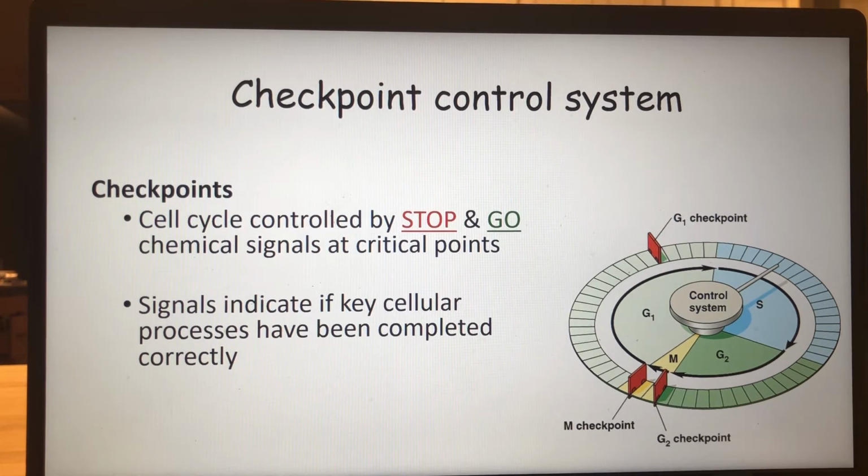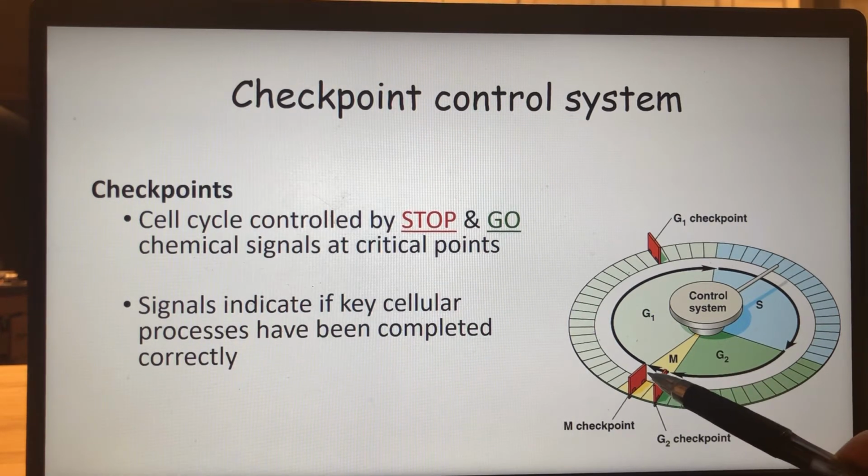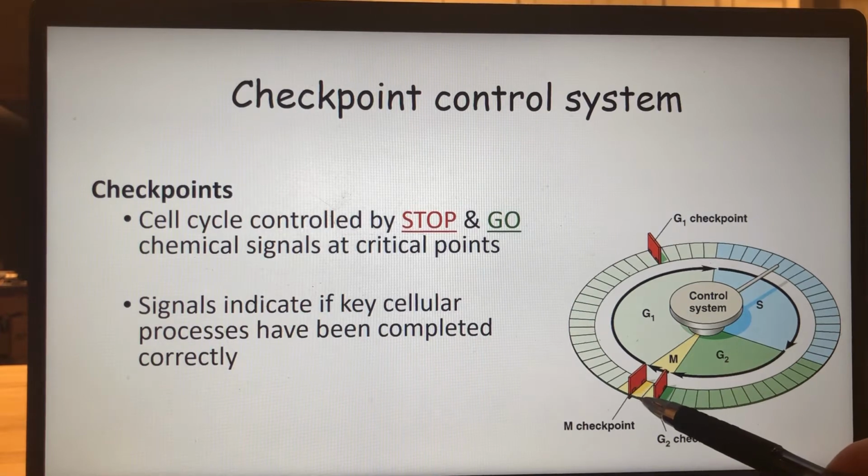Basically, the cell will do a checkpoint to say, okay, is the cell big enough? Does it have all the chromosomes it needs? If it doesn't meet that criteria, then it undergoes apoptosis. That's cell death. G2 is another checkpoint. It occurs right after the second gap phase. And then the third and final checkpoint in the cell cycle is in the middle of mitosis, and we'll talk about that a little later.